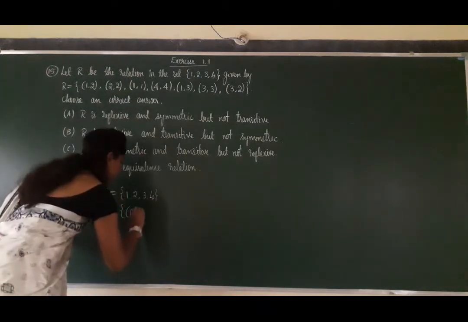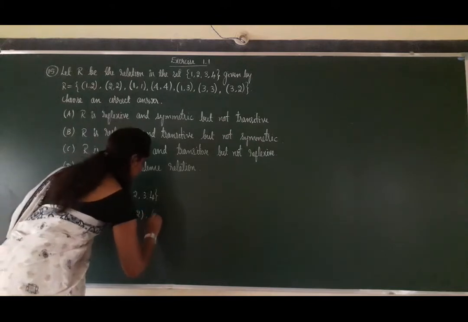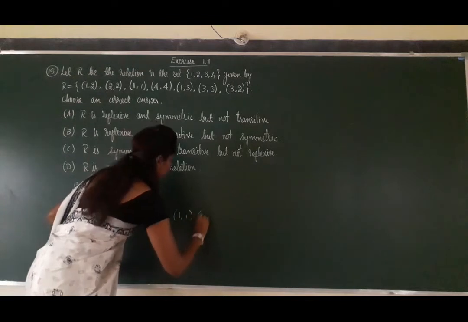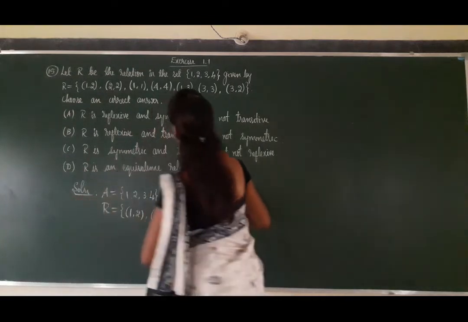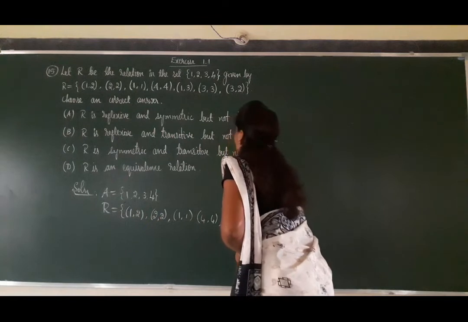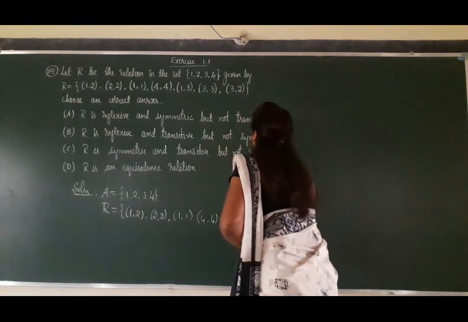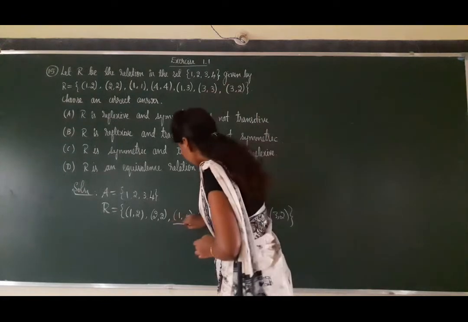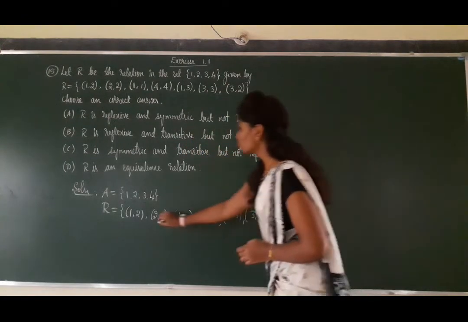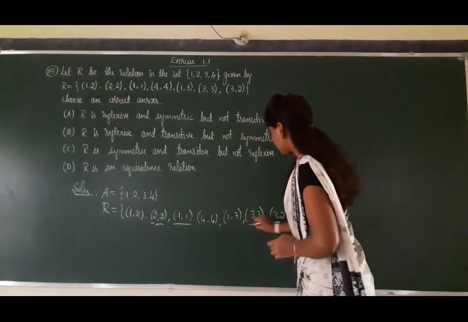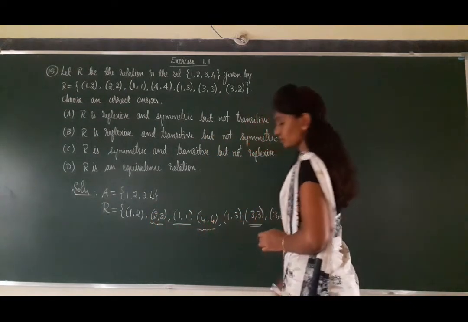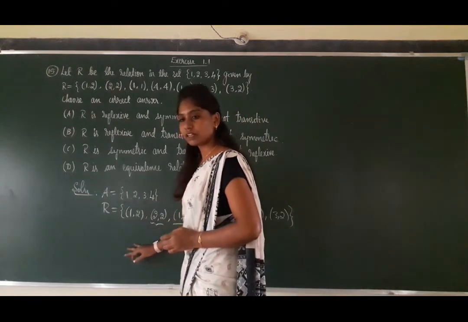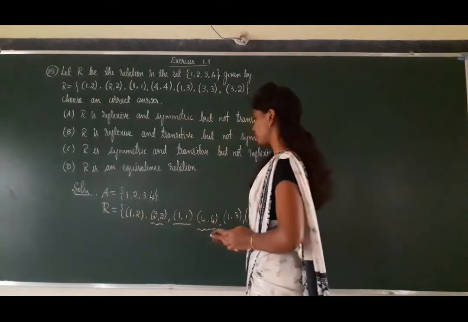Then (1,1), (4,4), next (1,3), (3,3) and (3,2). Okay, observe here, (1,1) is here, next (2,2) here, (3,3) and (4,4). So the given relation is reflexive.